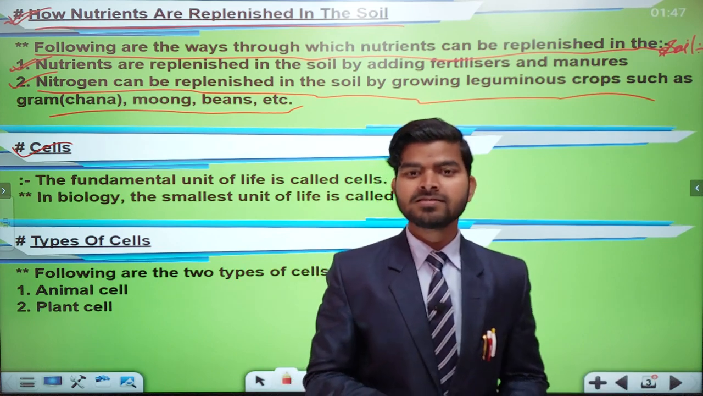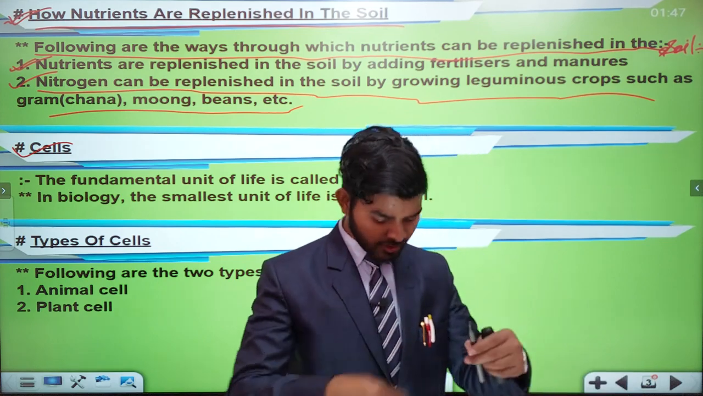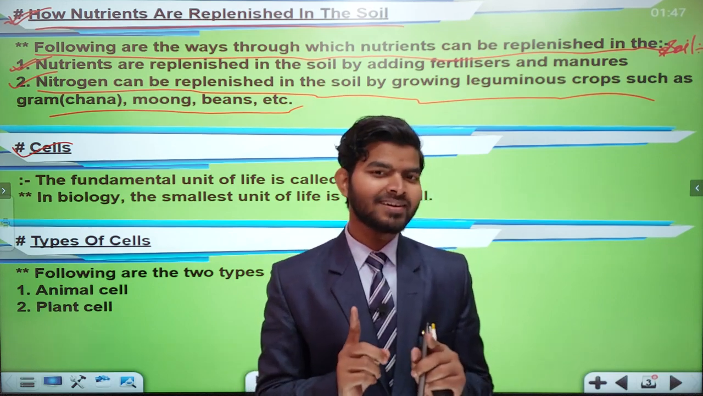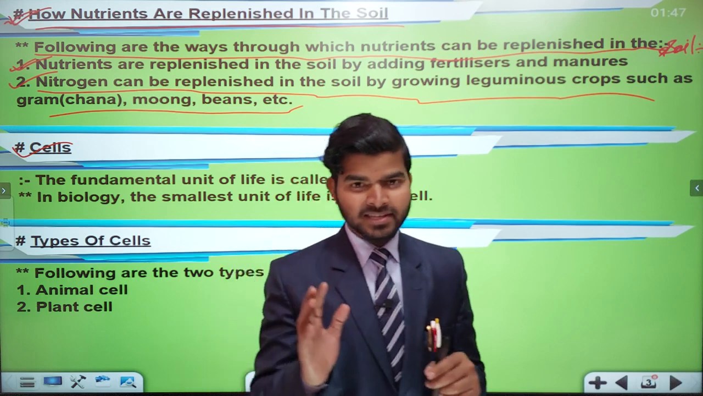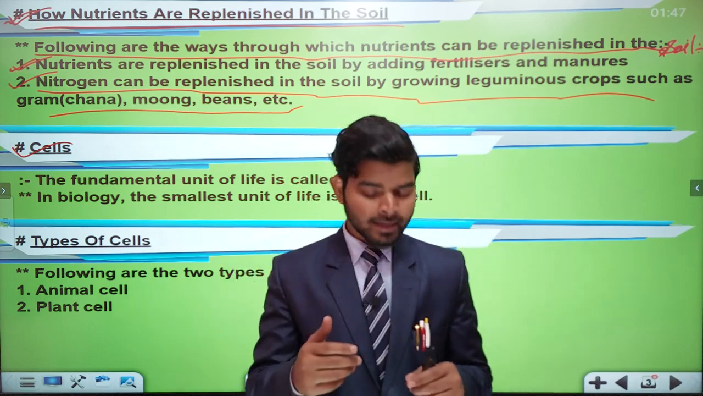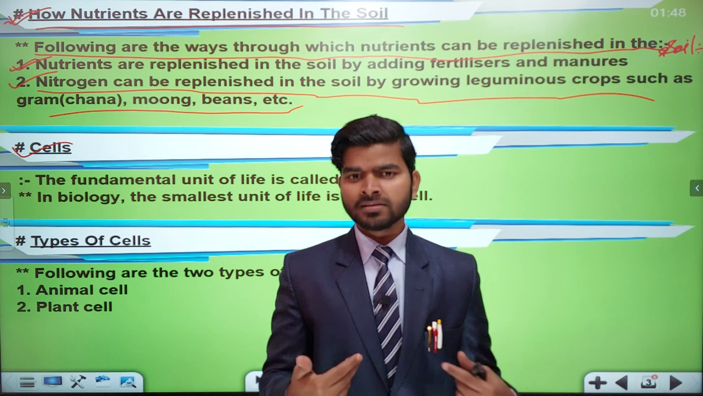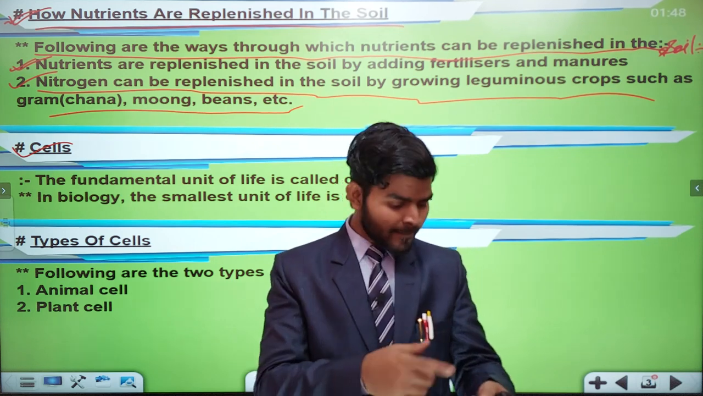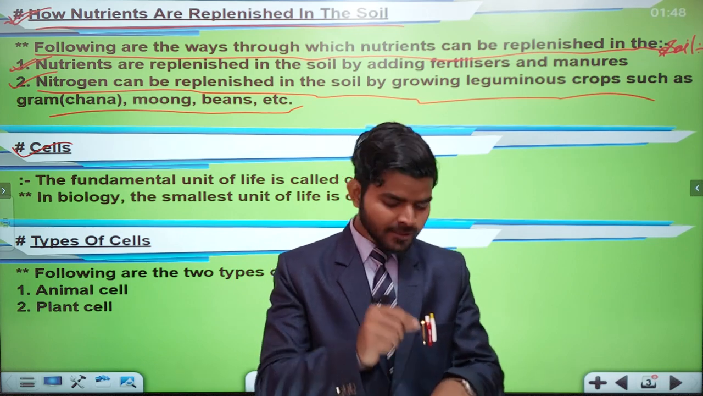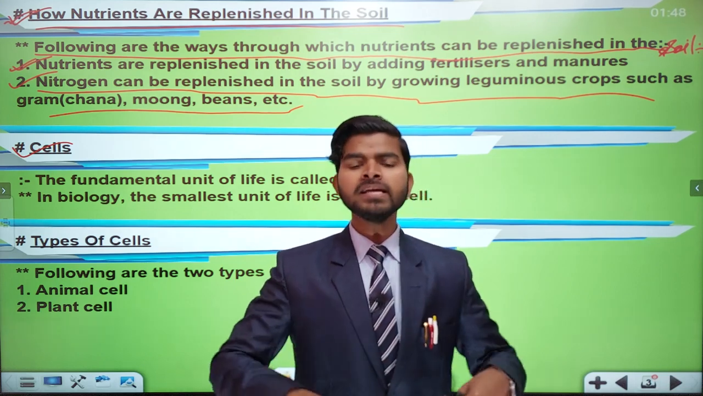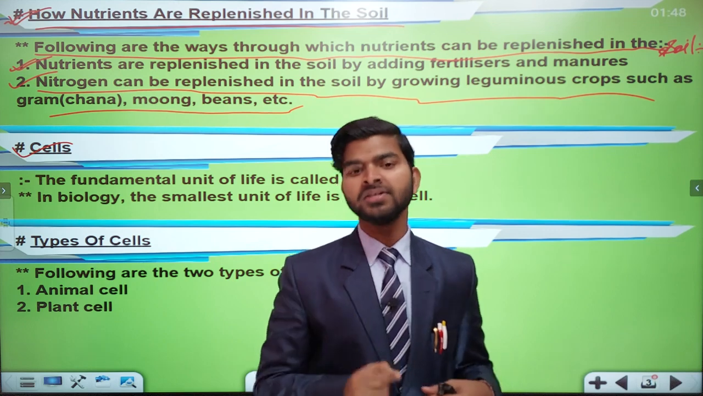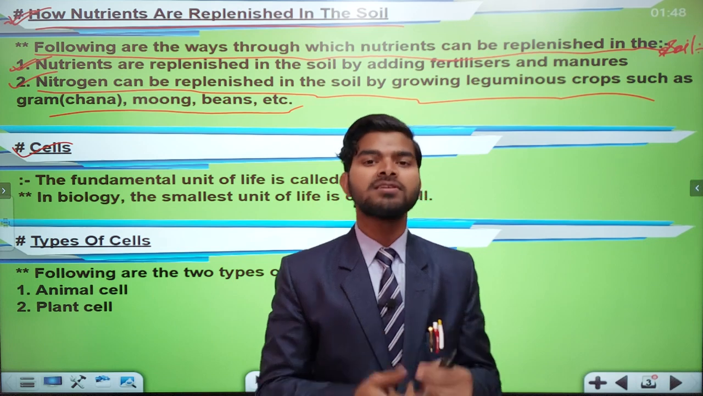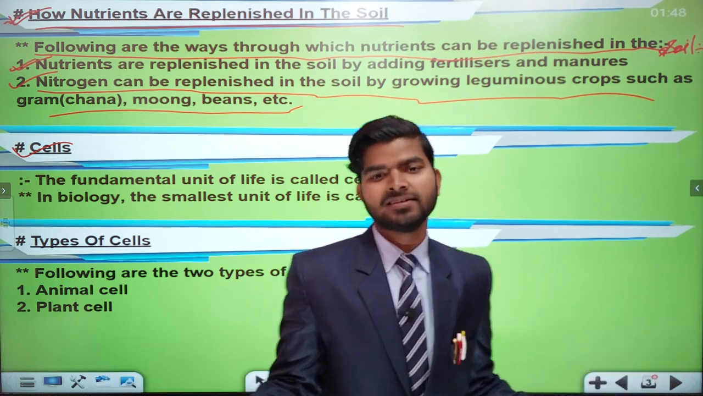Similarly, what is a cell? Actually, you're seeing me, but I cannot see you. This is not fair. Anyhow, I'm just kidding. So this is my whole body, but what is the basic unit of that particular body, how is my body structured? By cells. So the fundamental unit of life is called the cell, just like a body, you can remember it.